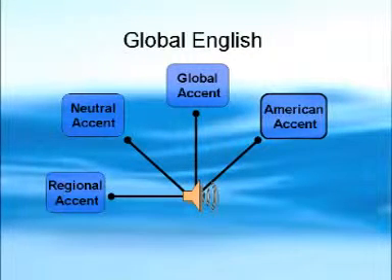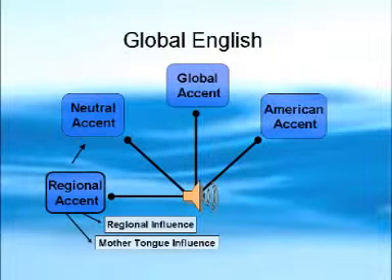So now let's look at this. The first stage is the regional accent. The regional accent has 2 factors in it. The first one is regional influence. So what is regional influence? Regional influence is the way you speak, the sounds that you make while speaking by virtue of being in a certain place geographically. And we have the mother tongue influence.